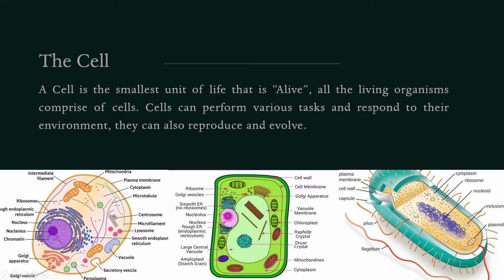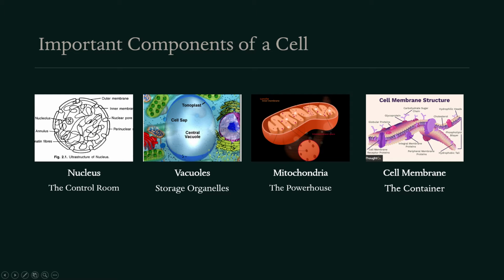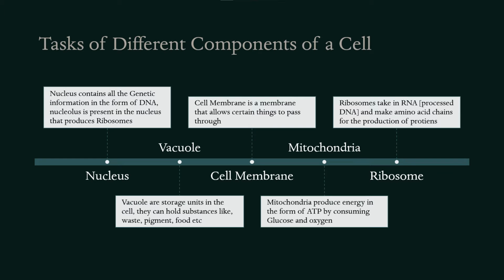So, cell is the smallest unit of life. All the living bodies are made up of cell. Cells usually comply with all the biological properties a living thing should have. Here, you can see the various parts of a cell. Now, we will discuss the important components of the cell. We will only discuss 5 parts here: the nucleus, vacuole, mitochondria, cell membrane, and ribosome. Now let's discuss them in detail.